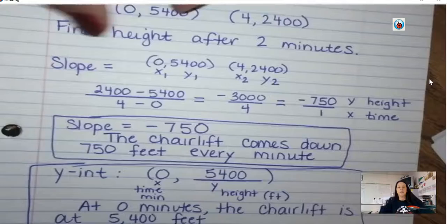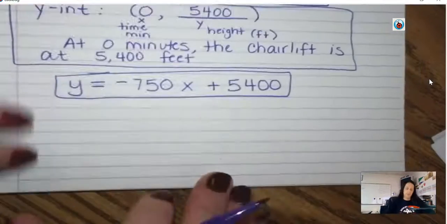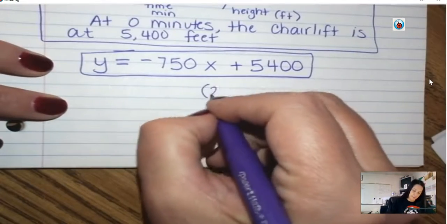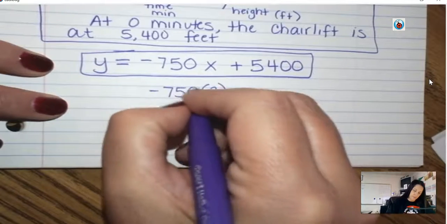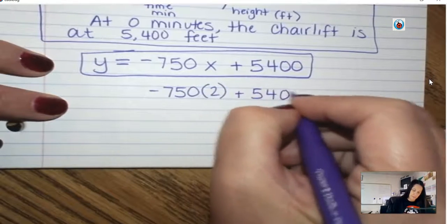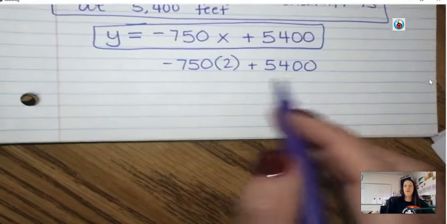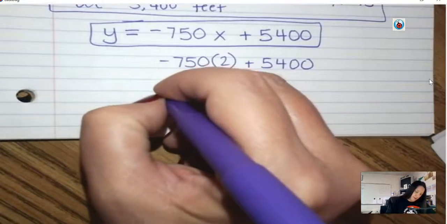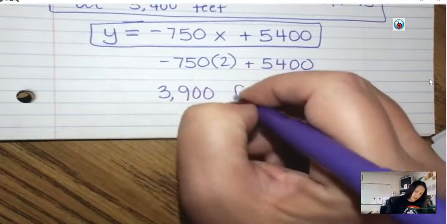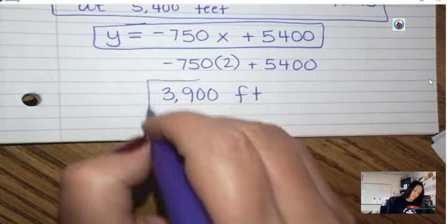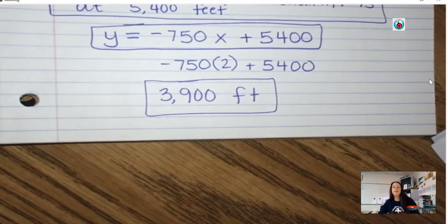And then finally it says to find the height after 2 minutes. So you're plugging in 2 for x. And then take your calculator. Negative 750 times 2, plus 5,400. Don't forget to add on your 5,400. And it'll be at 3,900 feet. So after 2 minutes, the chairlift will be at 3,900 feet.